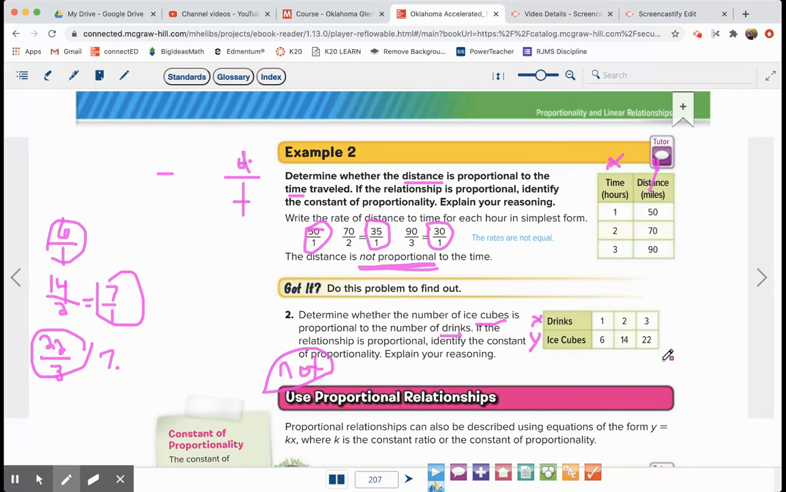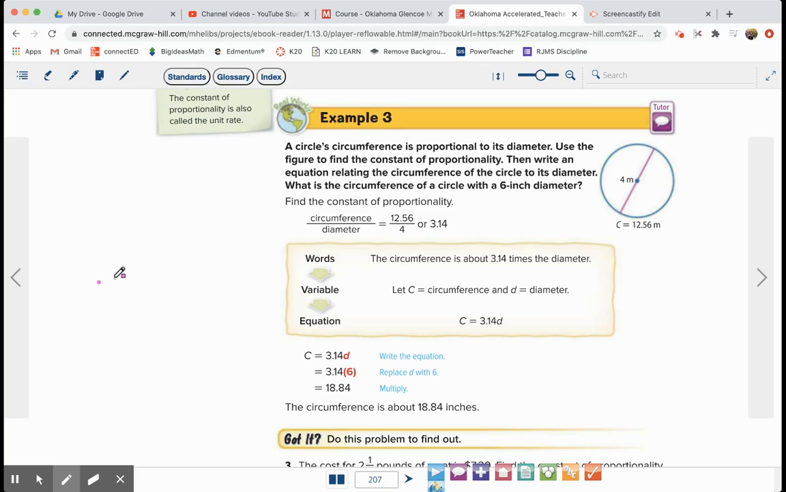Okay, let's look at example 3. Let me see if I can scroll down. Nope. So example 3, it says a circle's circumference is proportional to its diameter. So now they're not asking if it's proportional. It's already telling me it is proportional. So we know that there's a constant. It says use this figure to find the constant of proportionality. So we're going to use this image to find the constant.